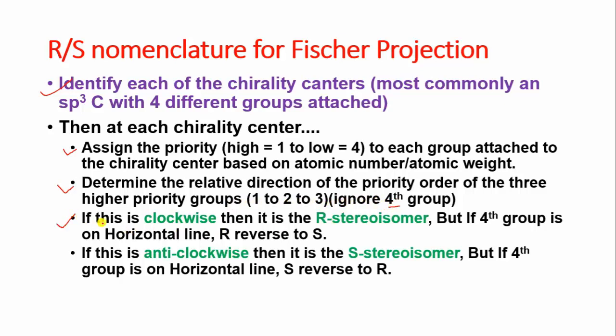Then if this is clockwise, then it is the R stereoisomer, but you have to remember, if the 4th group is on the horizontal line in the Fisher projection, then R reverts to S. If the direction is anti-clockwise, then it is an S stereoisomer, but if the 4th group is on the horizontal line, it will be R. So dear learners, it is very easy to understand with different examples.